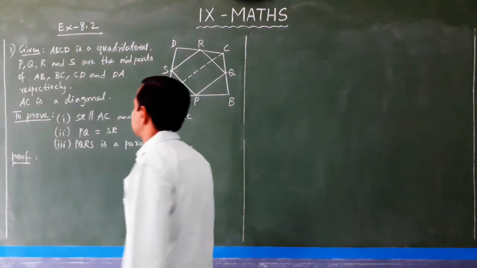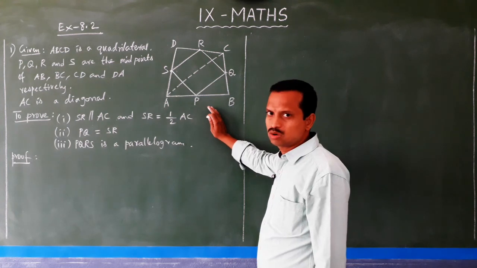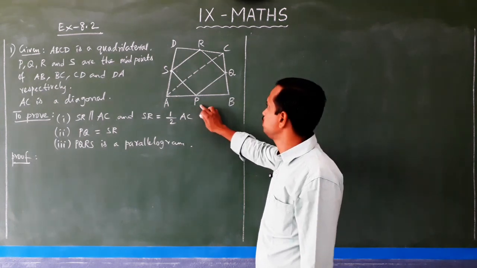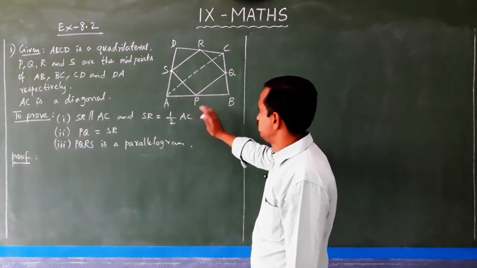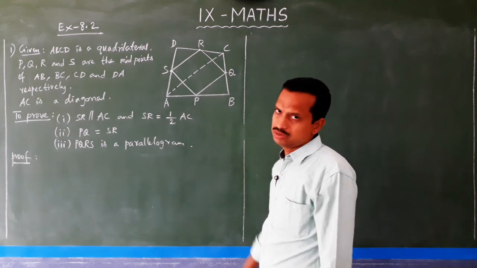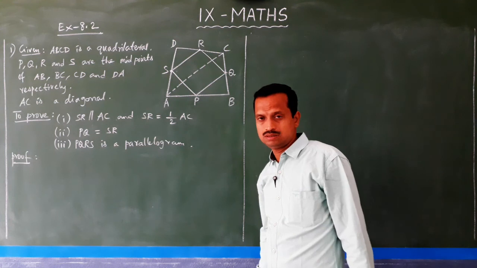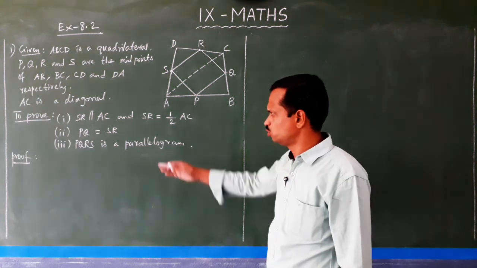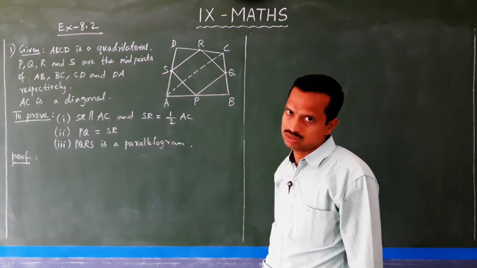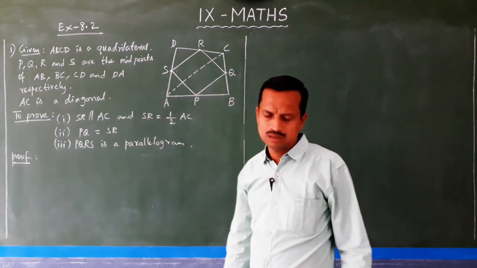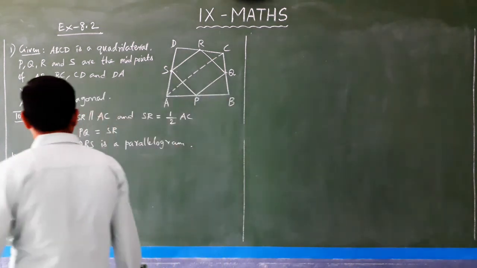So now exercise 8.2, first sum. It is given that ABCD is a quadrilateral. P, Q, R and S are the midpoints of the corresponding sides, that is AB, BC, CD and DA respectively. AC is the diagonal and I joined it with a dotted line. And we have to prove all these three options. The first one, SR parallel to AC and SR is half of AC. It is like the midpoint theorem result, so by using the midpoint theorem we can say that.